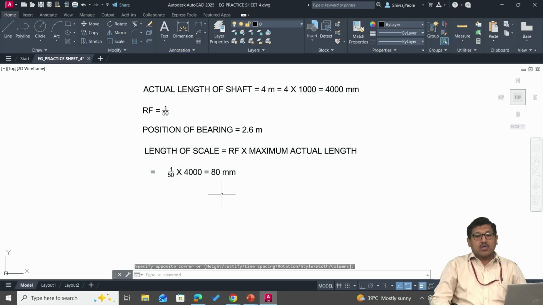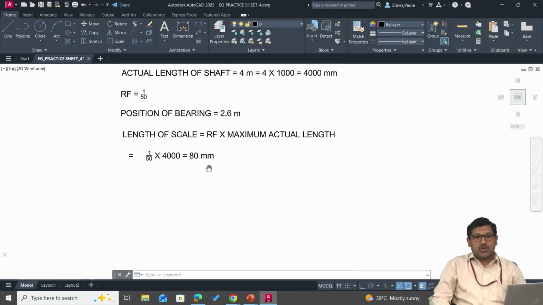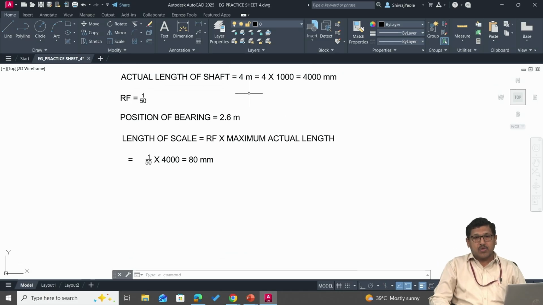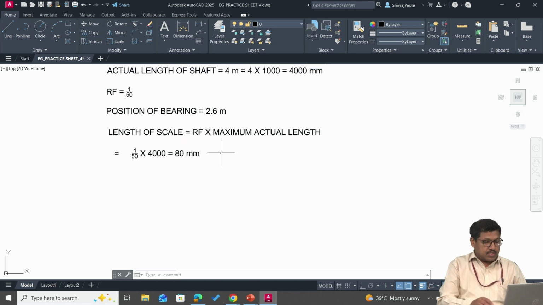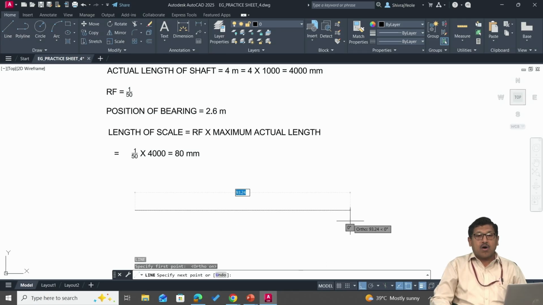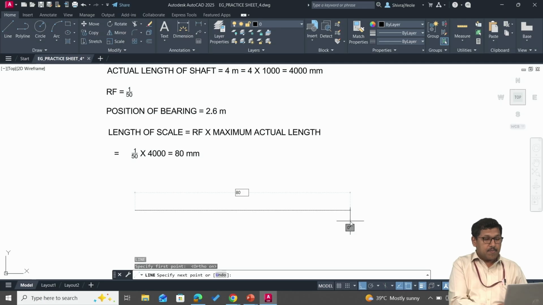So what does this 80 mm indicate? That this is the length of our scale that we are going to construct, and this 80 mm is going to represent 4 meters length. So now we'll start the construction of this scale. Use line command. See that the ortho is on, and then draw a line of length 80 mm.